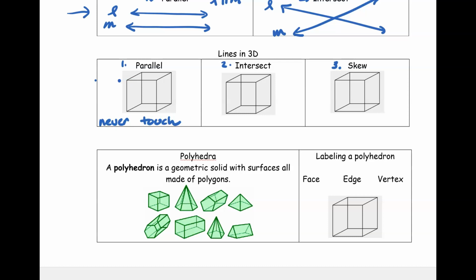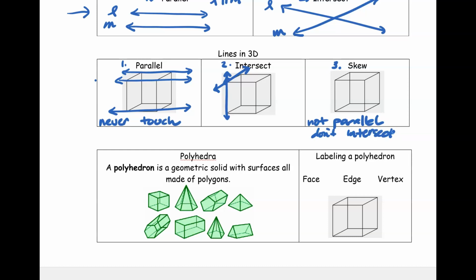An example might be this line right here is parallel to this one over here. We could also say that they're parallel to this one down here. So there's a couple of different scenarios of lines that are part of this box. They could also intersect. So an option might be this one right here intersects with this one right here. So those meet each other and intersect. Well, the third option, skew, is that those skew lines are not parallel and they don't intersect.